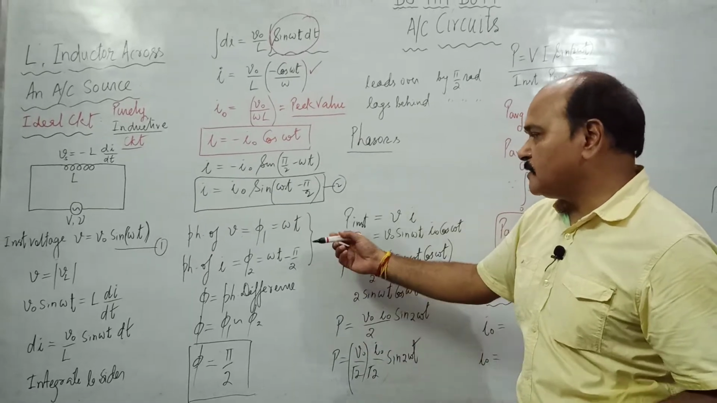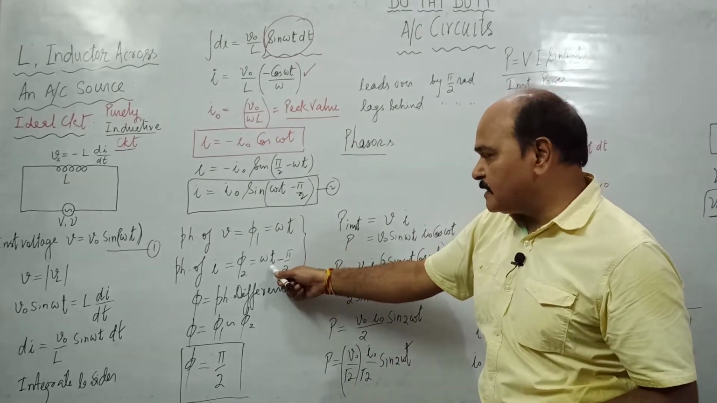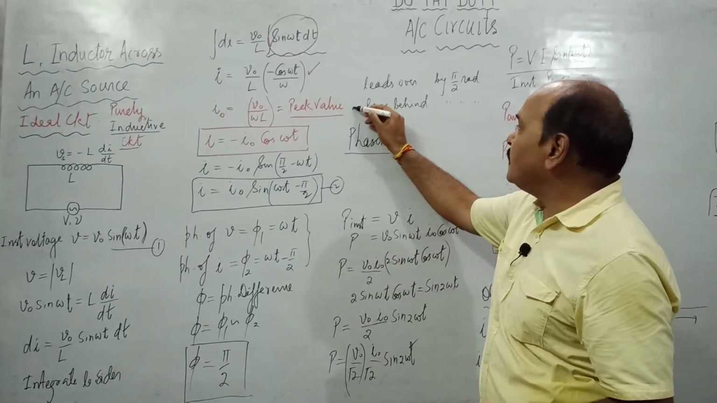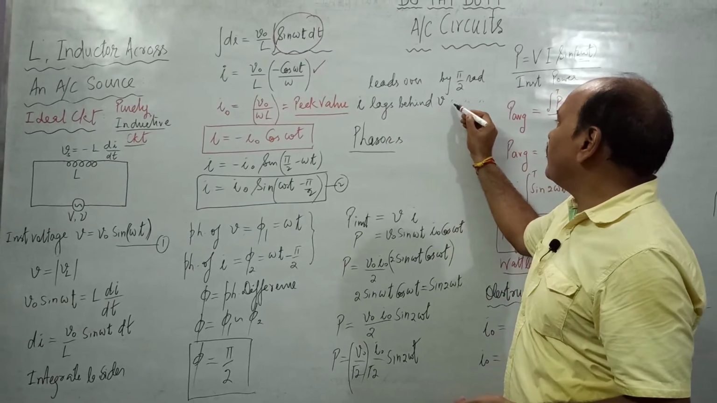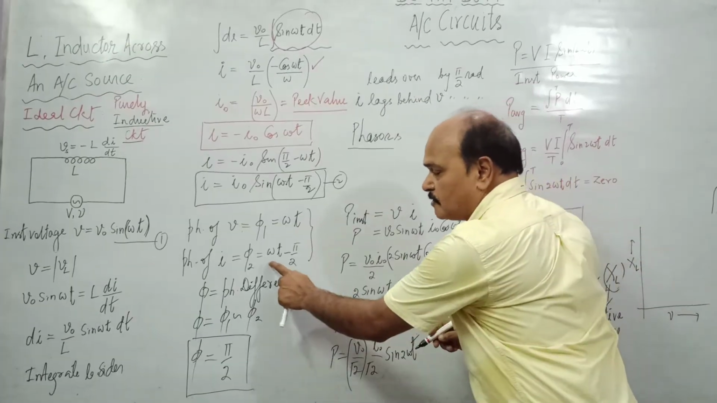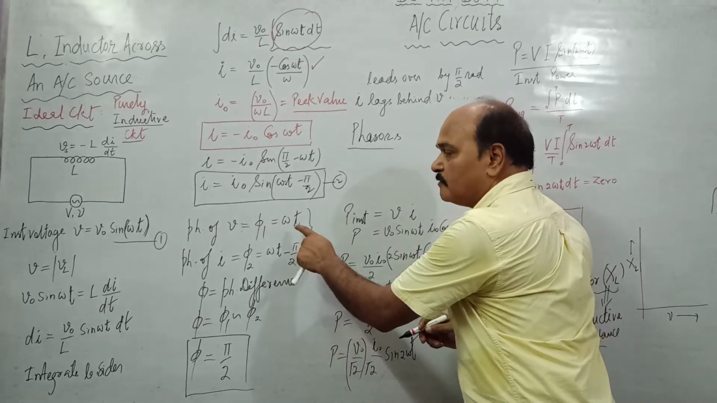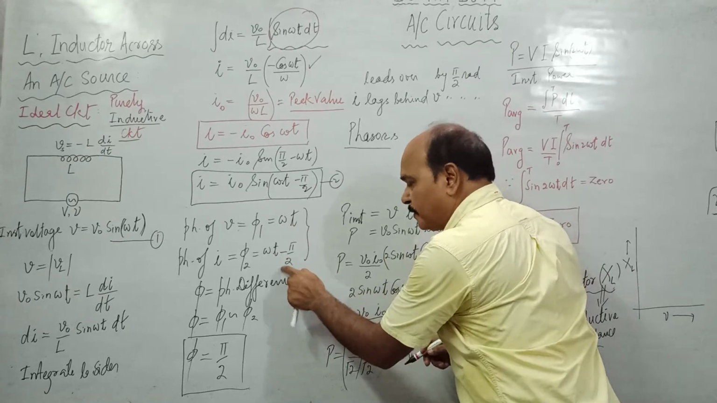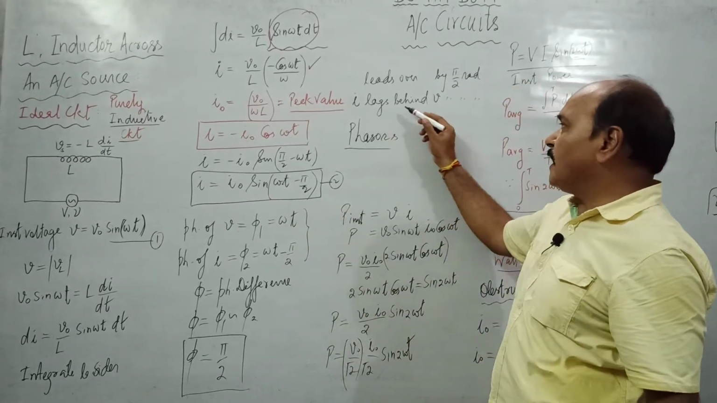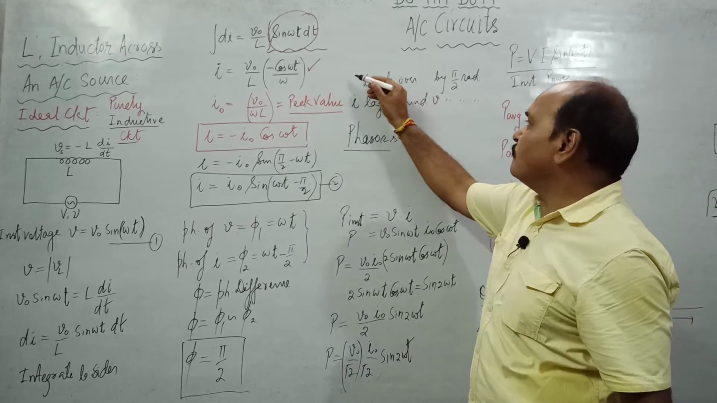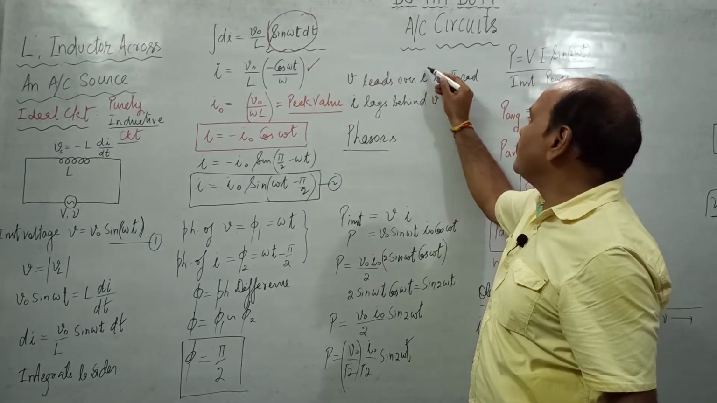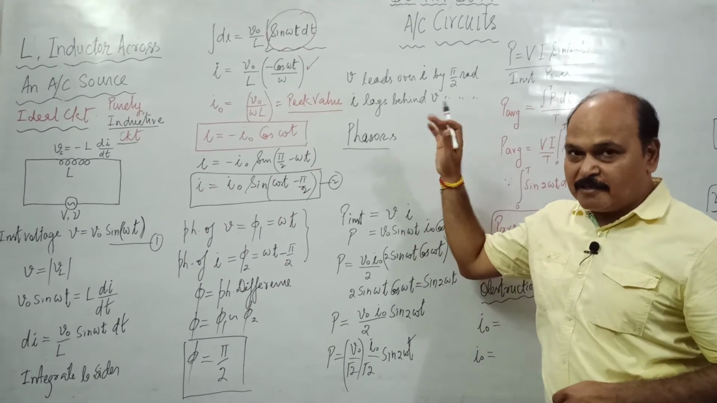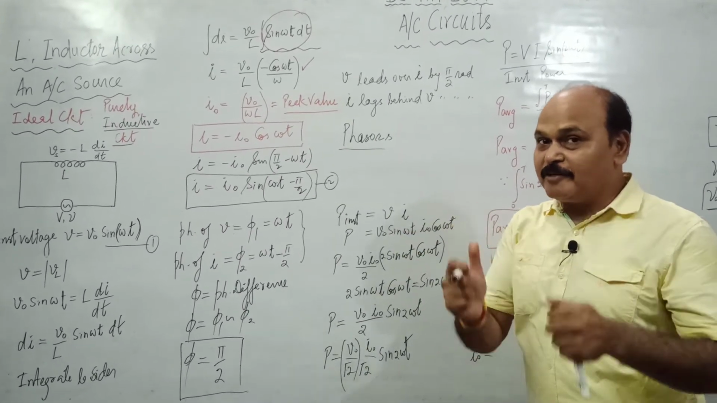But if you look at the phases, the phase of current is lesser than the phase of voltage by pi by 2. That means I lags behind V by phase pi by 2. This time the phase of I is lagging behind the phase of V by pi by 2. And if we transform this, I lags behind V, we can write it as V leads over I by phase pi by 2.